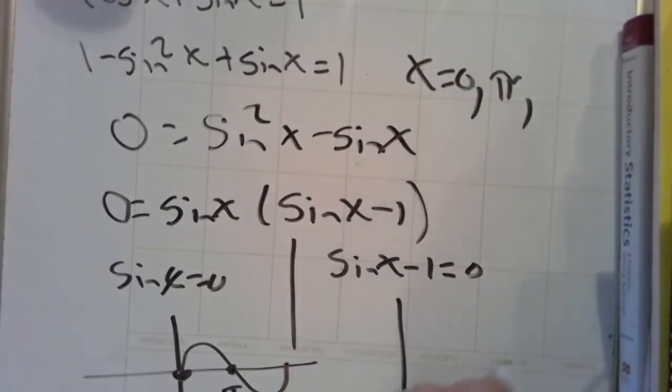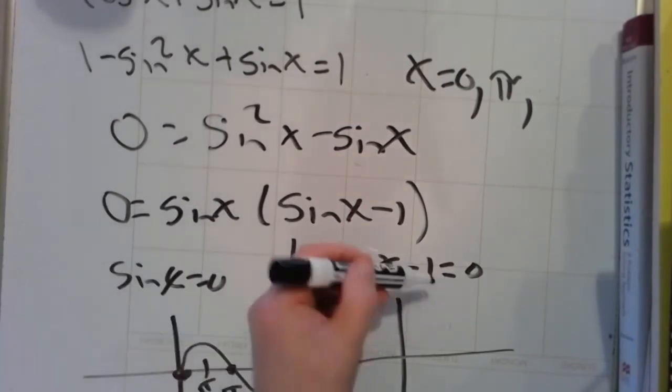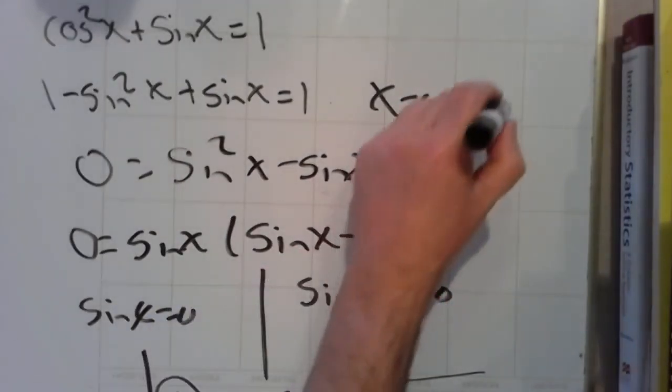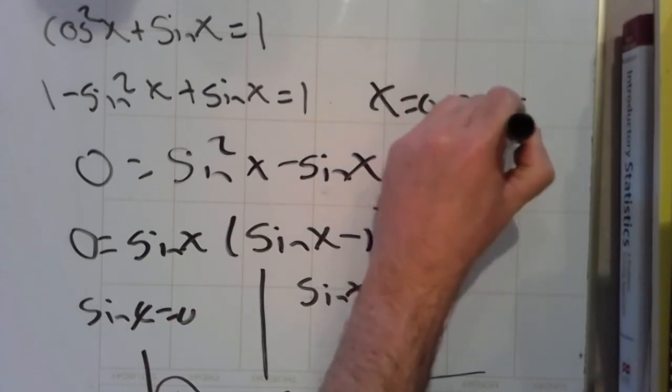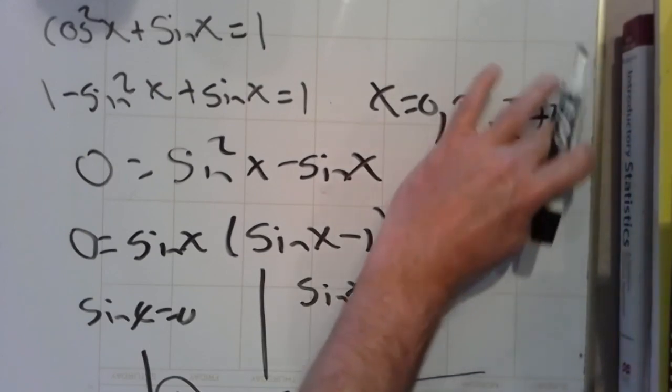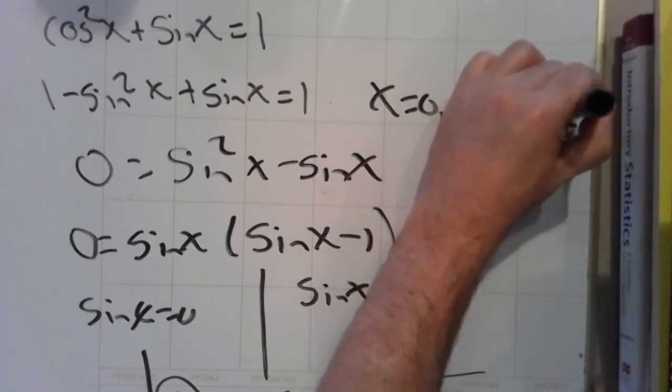Where does sine equal 1? I can use the same picture here. At pi over 2. Remember, you're always going to get two answers for each equation, unless it's equal to 1 or negative 1. Then you only get 1. So my third was pi over 2. And then don't forget the plus 2k pi at the end.